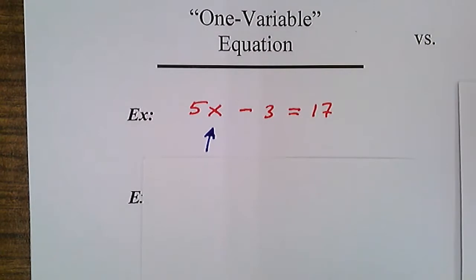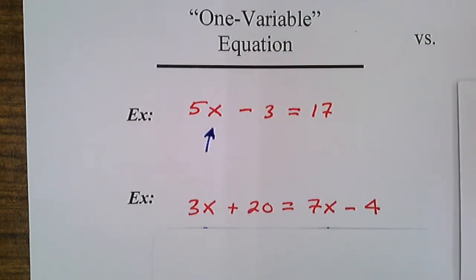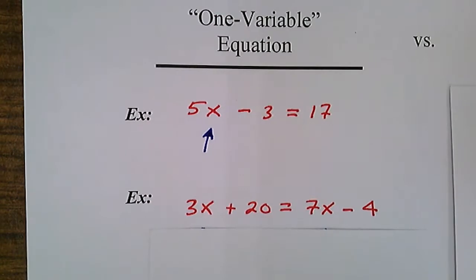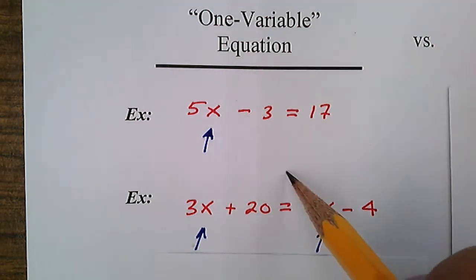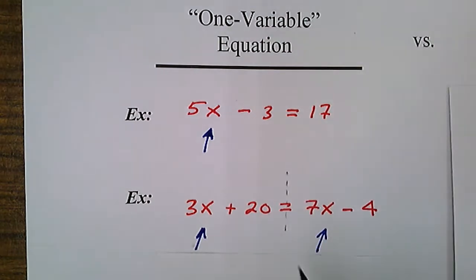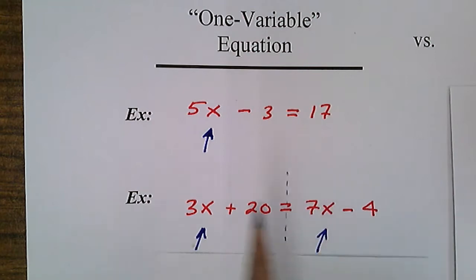Okay, now here's a second example. On this one, this is still a one variable equation. We've got the variable x. It happens to be in two different locations, but this is still considered a one variable equation. All we would need to do is combine like terms. You can see we've got 3x plus 20, and then over here, this would be our fence right here. Over here is 7x minus 4, but it's still the same variable.